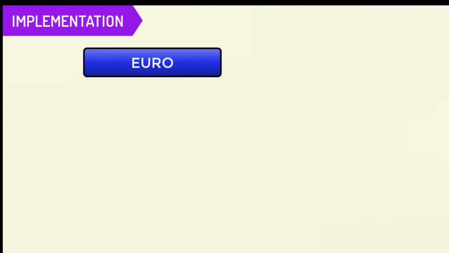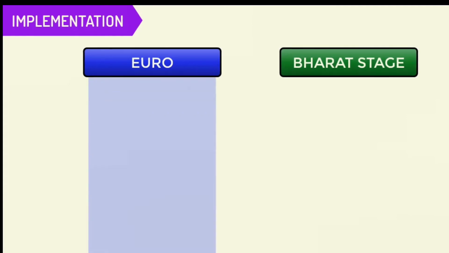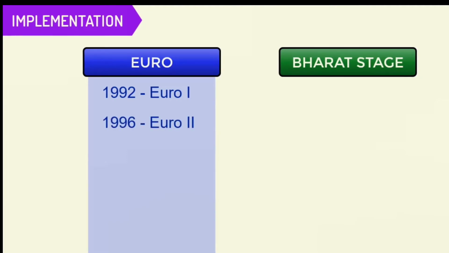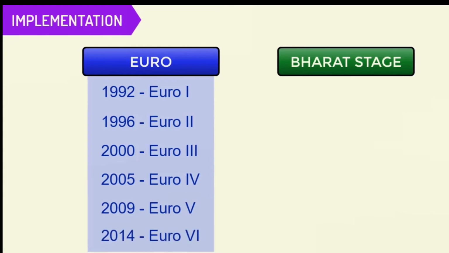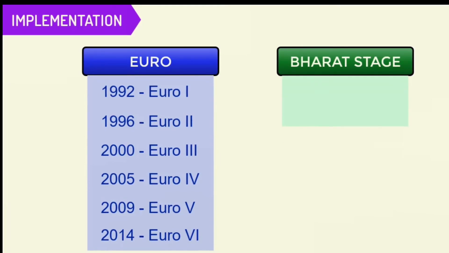Implementation. Let us see what the Euro norms and BS norms implementation are. In 1992, Euro norm 1 was implemented. After 4 years, in 1996, Euro 2 was implemented. In 2000, Euro 3 was implemented. In 2005, Euro 4 was implemented. In 2009, Euro 5 was implemented, and currently Euro 6 is going on, and it was started in the year 2014. Let us see the timelines for Bharat stage implementation.